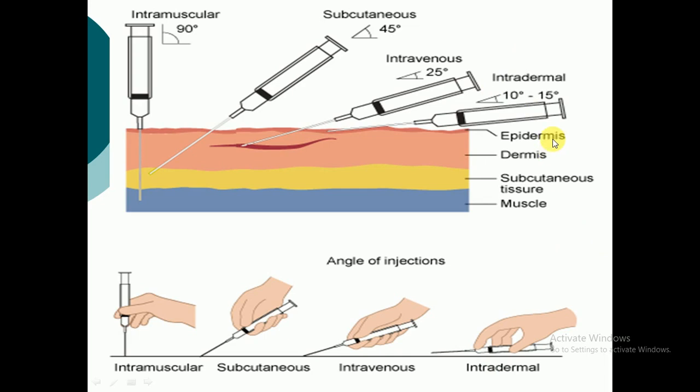Okay, this is epidermis, dermis, subcutaneous. As we know, there are 3 different skin layers: epidermis, dermis, and hypodermis, or you can say subcutaneous. So there are 3 main layers of the skin, the integumentary system.